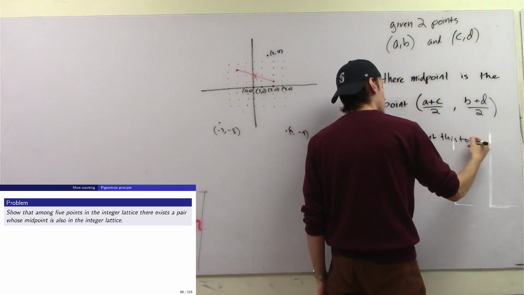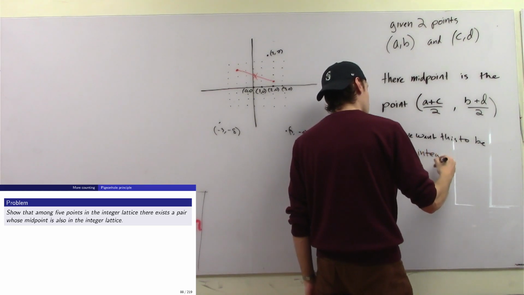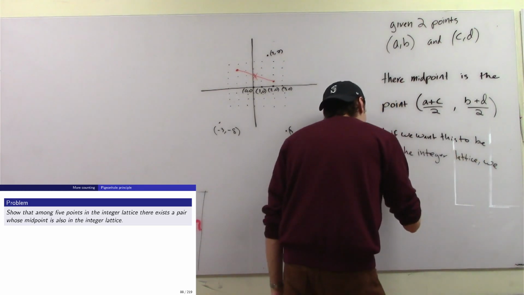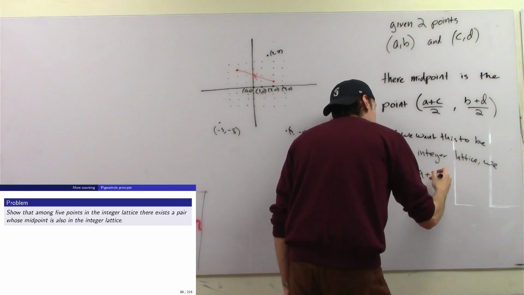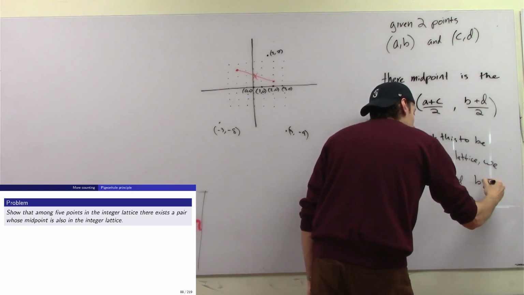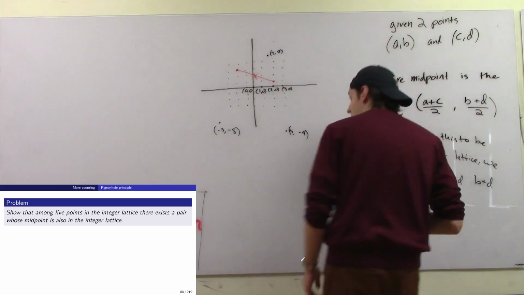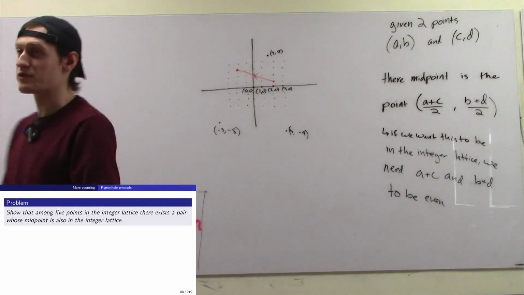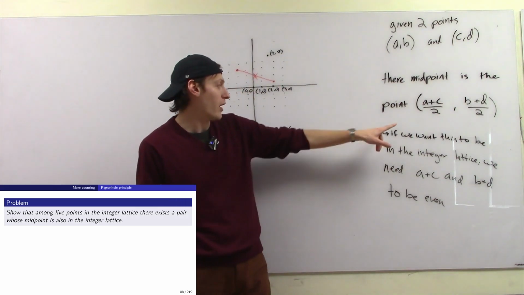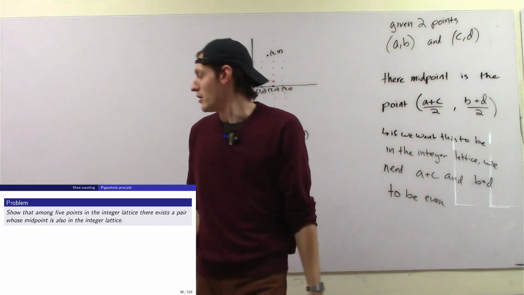So we will say if we want this to be in the integer lattice, we need A plus C and B plus D to be even. Okay. So with this setup, this sort of shows what it means for the midpoint of the segment between two points in the integer lattice to also be in the integer lattice. So let's think about this.